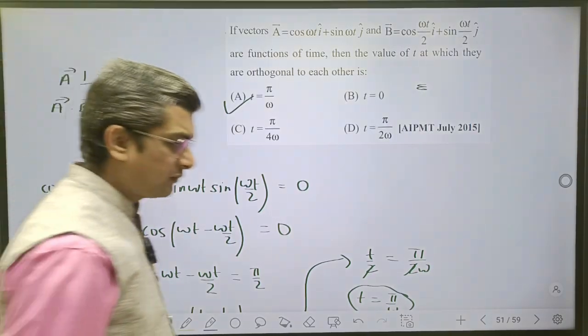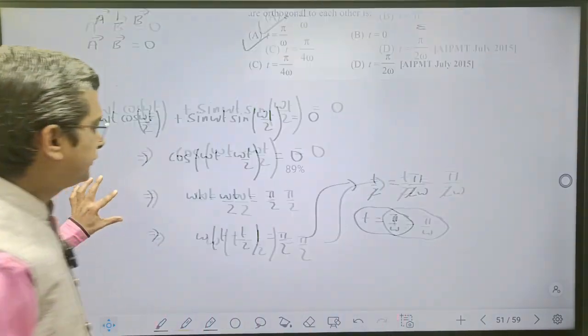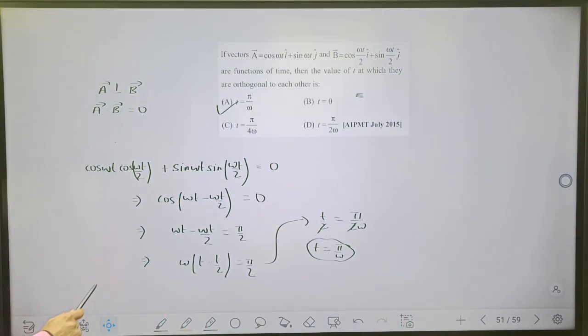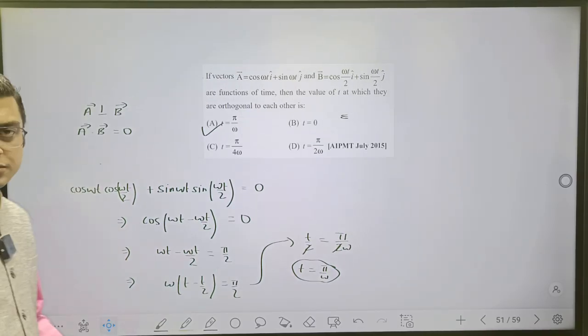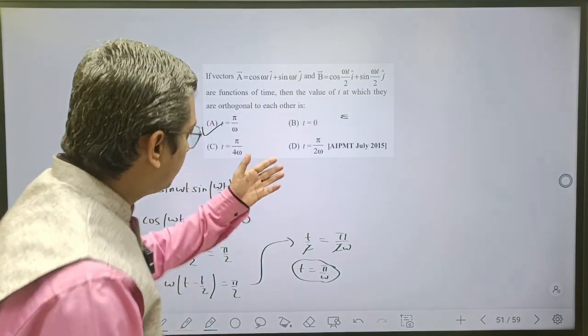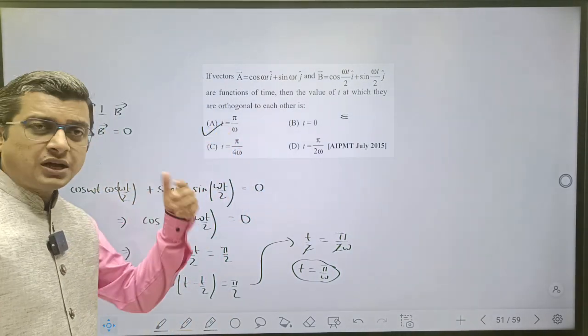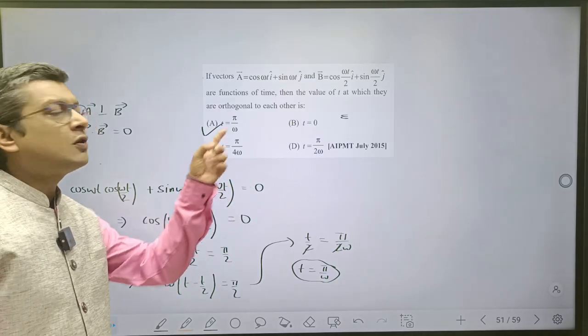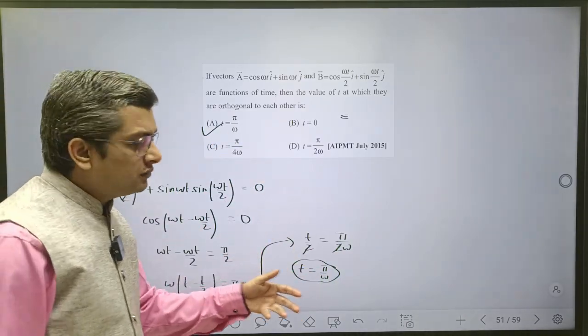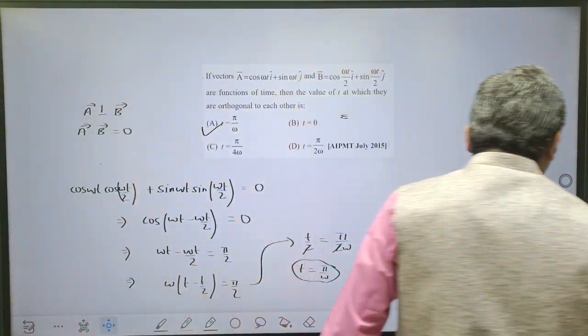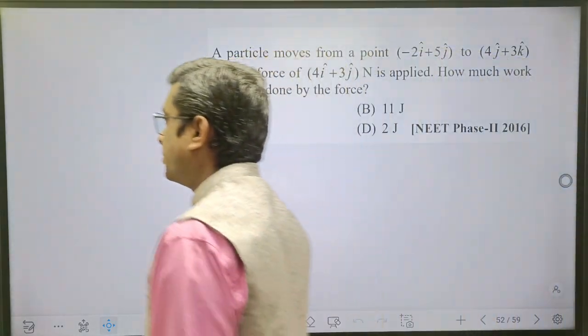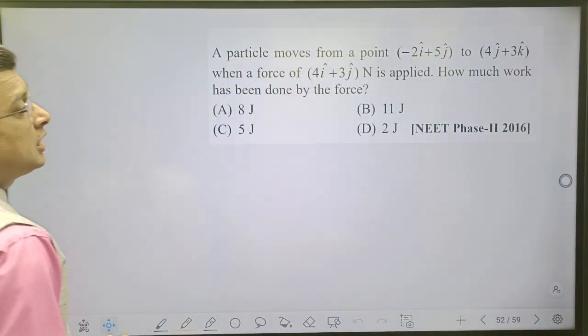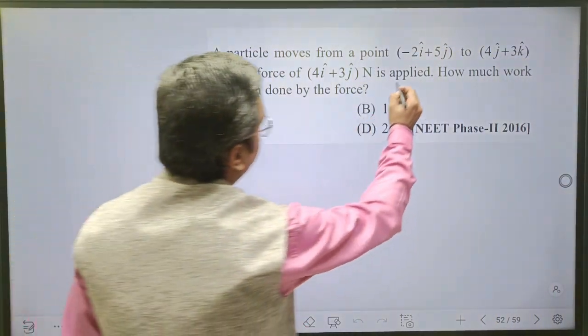So these are simple questions, dear students, isn't it? I was just looking for whether the value of omega is also given or not, but here we get the expression of t in terms of omega. If the value of omega is given as 2 or 4, then we put the value of omega in this expression, isn't it?